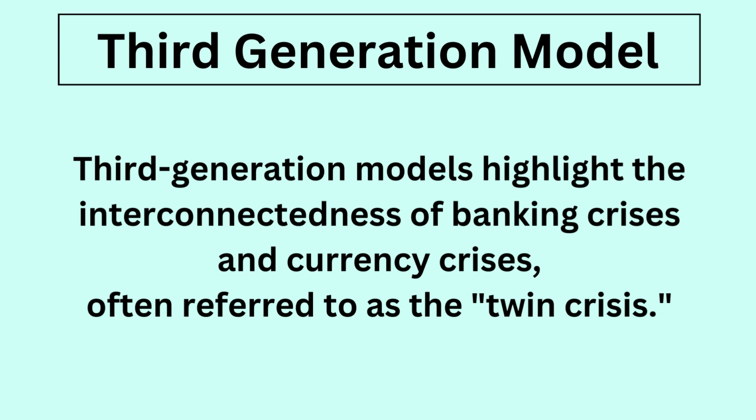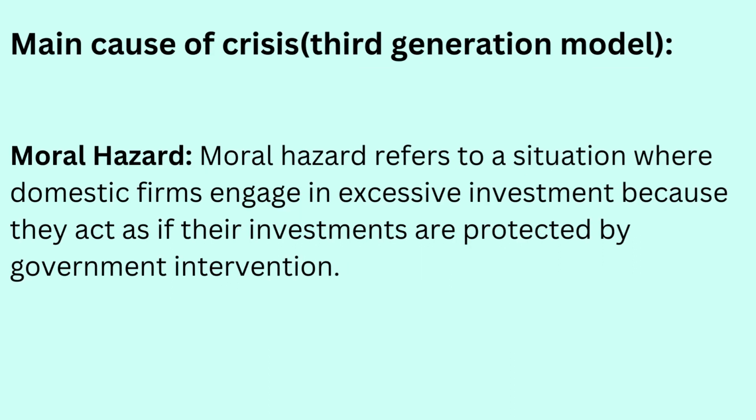When the first two generation models could not explain, the third generation model emerged. The third generation model is mainly called the twin crisis because it included both financial crisis and currency crisis. The main cause in the third generation model is called moral hazard. Moral hazard refers to a situation where domestic firms engage in excessive investment because they act as if their investments are protected by government intervention. In times of trouble, these firms anticipate that the government will come to their rescue and prevent bankruptcy.